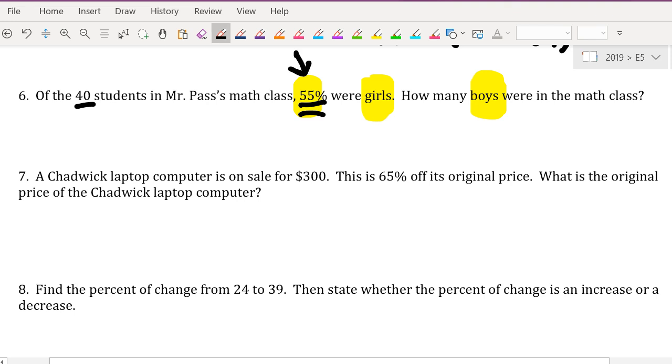Because they're talking about last year's class. It doesn't matter. Or they're talking about a certain day for the attendance. It could be present tense.